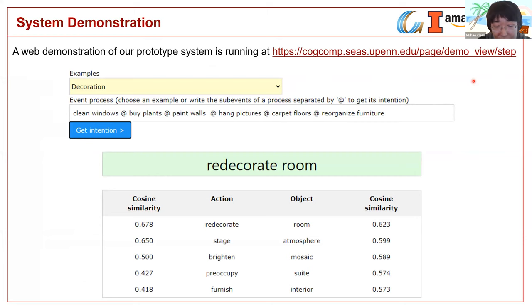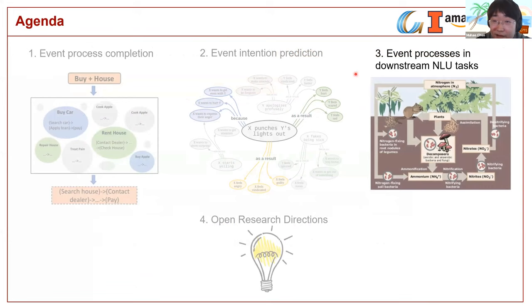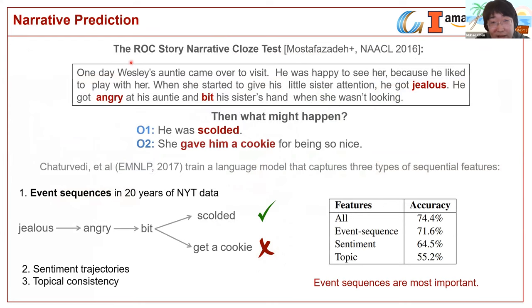Next I will give some introduction about downstream tasks that are supported by event process understanding. One important direction is narrative prediction. Since event processes model the plausible evolution of events in a context, they can be naturally used to improve the consistency of narrative prediction. A narrative prediction task often requires a system to predict the possible continuation given a piece of narration. For example, here again is the example we showed at the beginning.